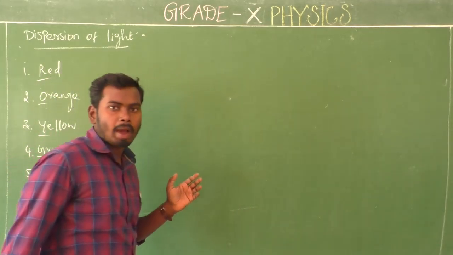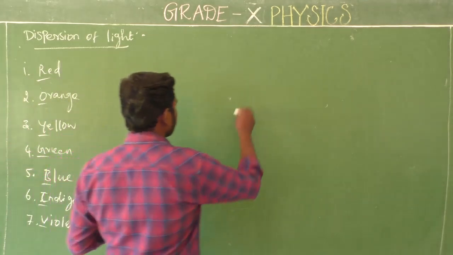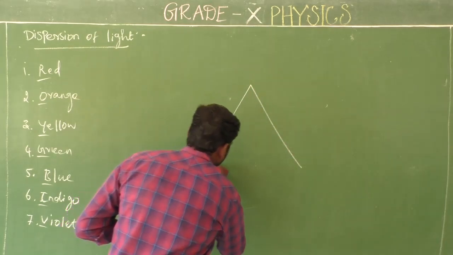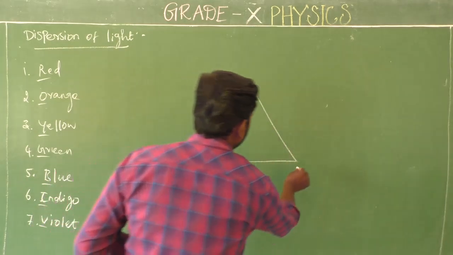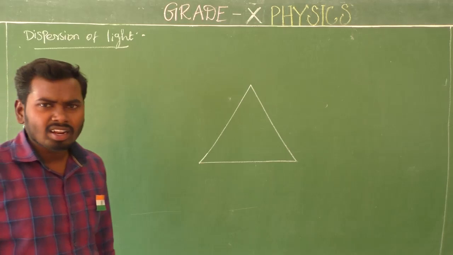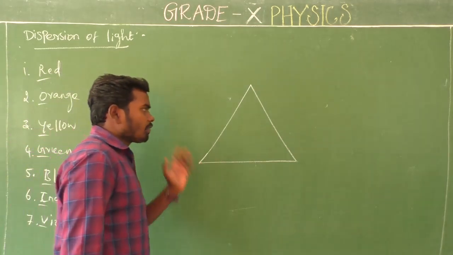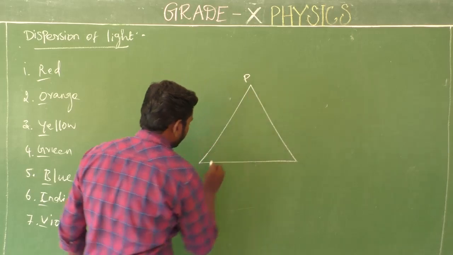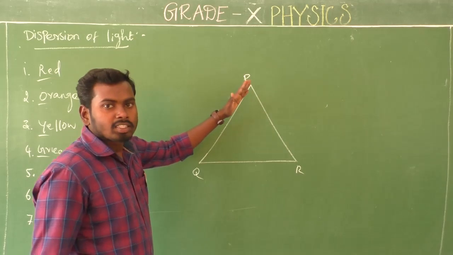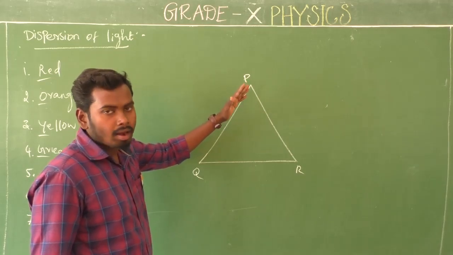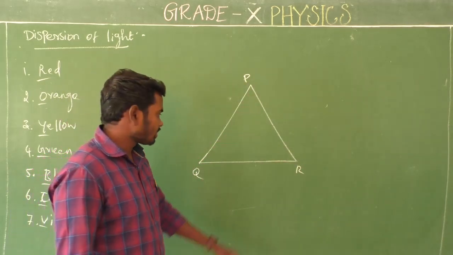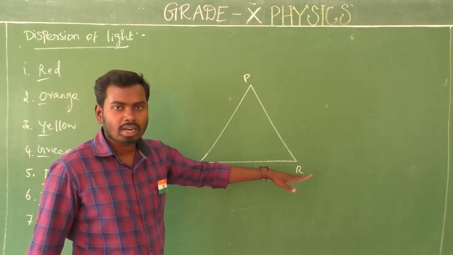Actually this experiment is found by Sir Isaac Newton. Yes. Consider a triangular glass prism. It is a triangular glass prism. Okay. Then the faces of the glass prism are P, Q, R. So PQ is one of the surfaces, a rectangular lateral surface, and PR is also one of the rectangular lateral surfaces. QR is also one of the rectangular lateral surfaces.